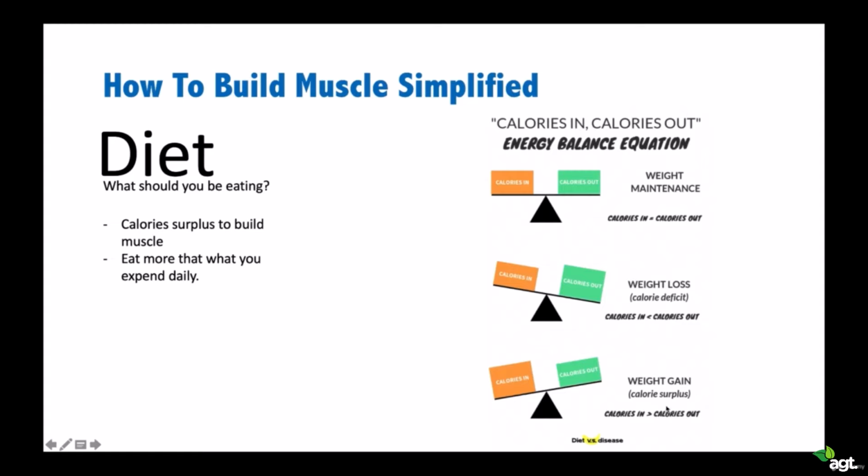This is called being in a calorie surplus, and this is what you need in order to build muscles. You need to eat more than you expend daily. It's that simple. You need to provide your body with enough calories in order for it to build more muscle tissue. And like I said, I'll go further into this, further down the line in the course when we get into the nutrition section of the course.